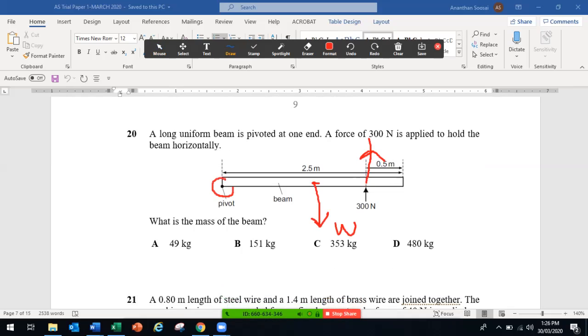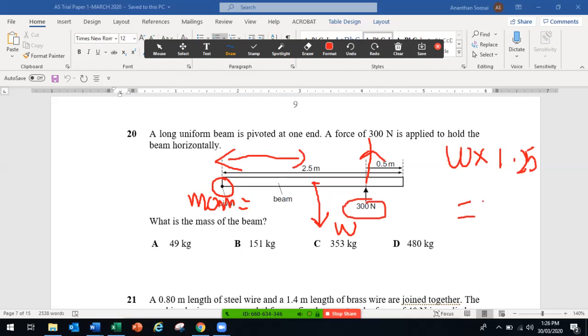So we take moment about the pivot. Moment caused by the weight times 1.25, because it is half of the length, should be equal to the 300 times its distance from here, which is 2.5. 2 meter. 2 meter, 300 from the pivot.